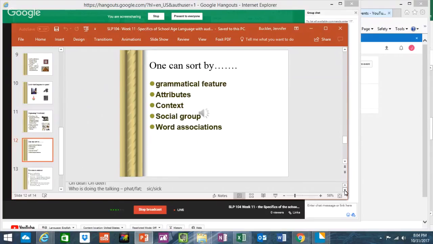You can certainly do categorization by social group. So if I'm talking to you folks, I might say, I'm not feeling well, I'm feeling sick. But in a group of teenagers or young adults, they might say, oh, that new song is really sick. And those two do not have the same meaning. And then word associations, if I said something that comes in a cup that's brown that mommy drinks and you get it at Starbucks, you make the association that I'm talking about coffee.